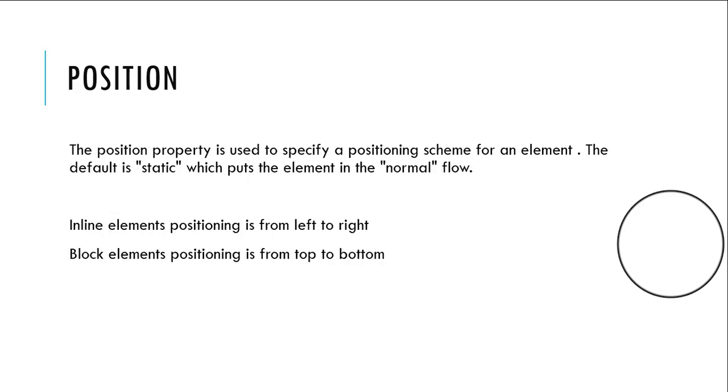The position property is used to specify the position scheme for an element. By default, the positioning is static, which makes everything scroll in a normal flow on the website. For inline elements, the position is left to right, while for block elements, the position is from top to bottom. So let's go to our VS Code and see what that is.